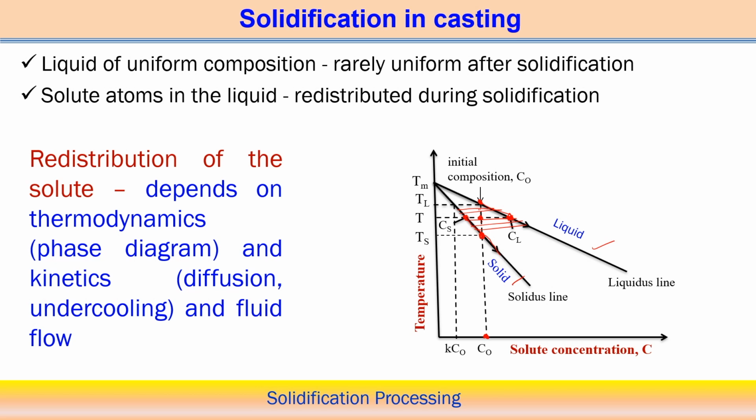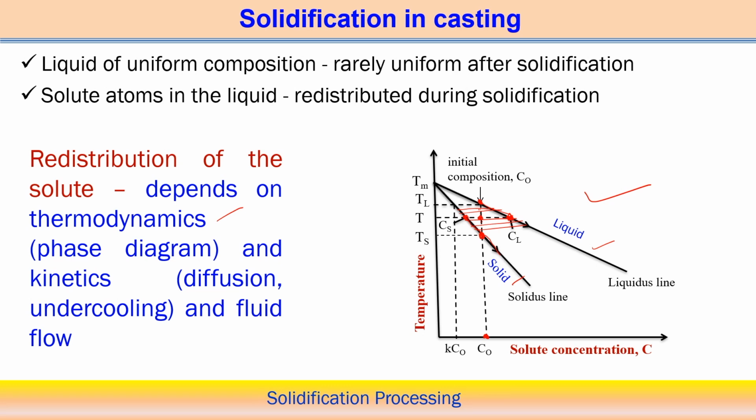At a particular temperature solidification occurs and then the composition changes. So we can say there is a redistribution of the solute during the solid and liquid phase. Overall, the redistribution of the solute depends on the thermodynamics, that means the phase diagram, where the liquidus line and the solidus line are with respect to the composition. It also depends on the kinetics, that means the extent of diffusion that occurs and the degree of undercooling available.